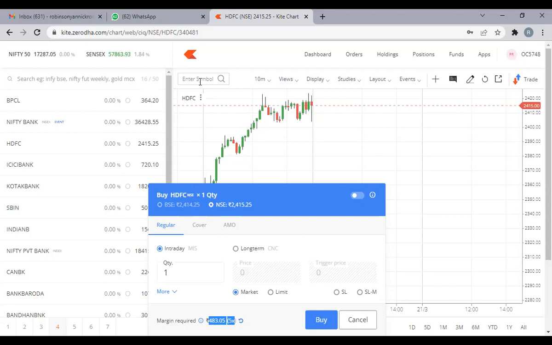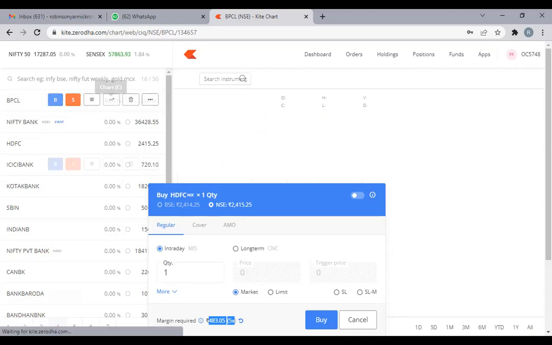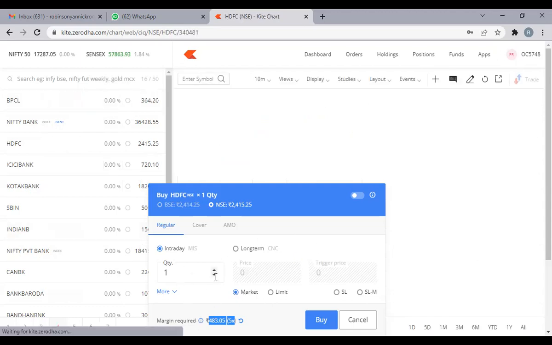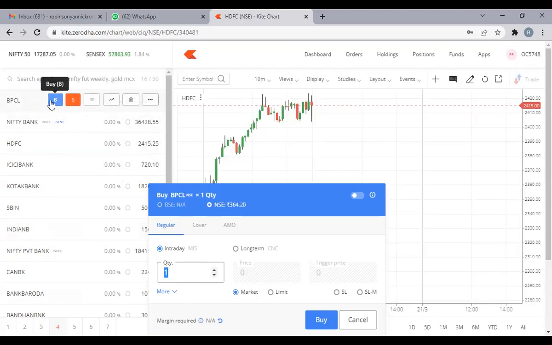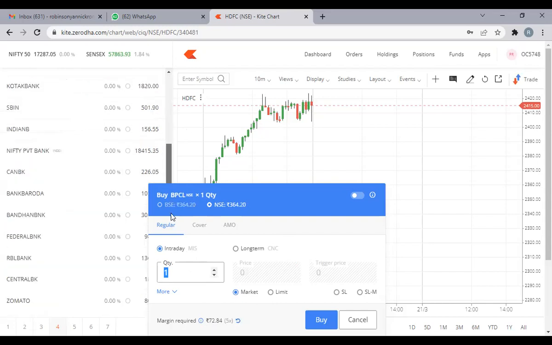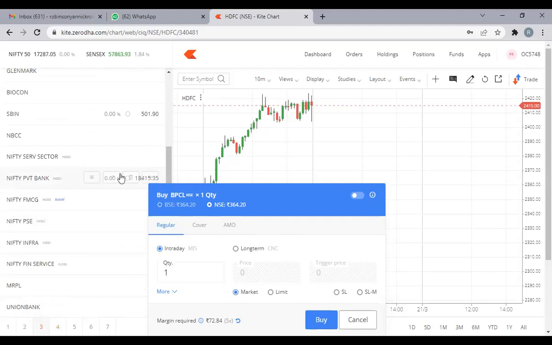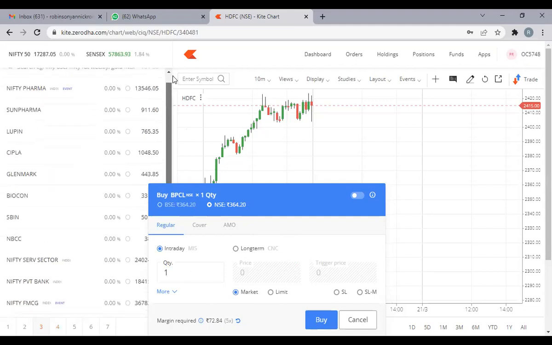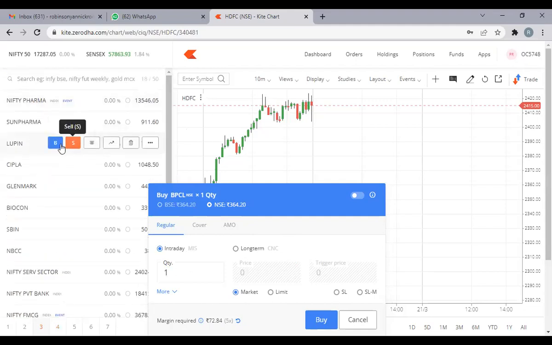So like this, the leverage will vary from company to company. If I check for BPCL, it is 5x almost everywhere, maximum I think 5x now. Actually they have stopped giving the higher leverage. SEBI has restricted a lot.